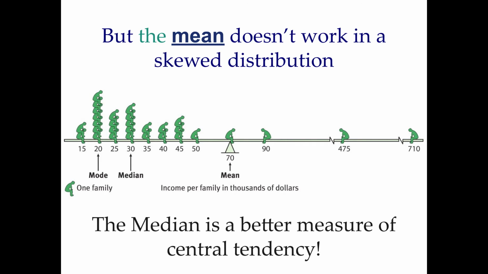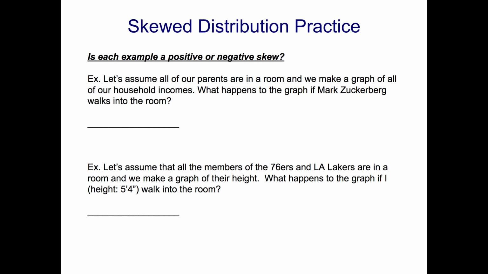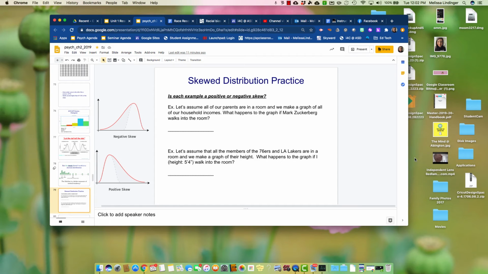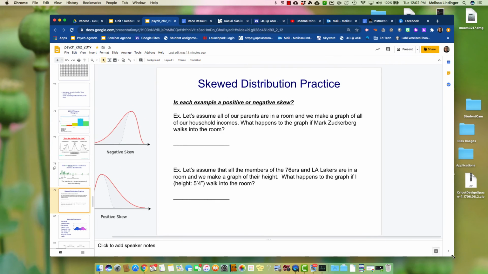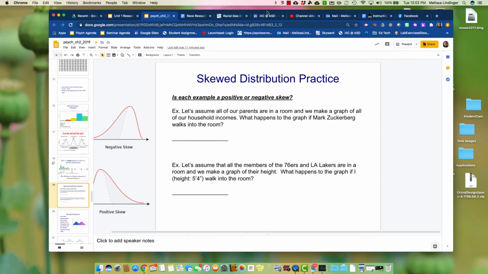Let's look at some examples. You're actually going to click and drag in your notebook to indicate whether this is an example of a positively or a negatively skewed distribution. All right, so let's assume that all of our parents are in a room and we make a graph of all of our household incomes. What happens to the graph if Mark Zuckerberg walks into the room? You're going to click and drag what type of skew that is.